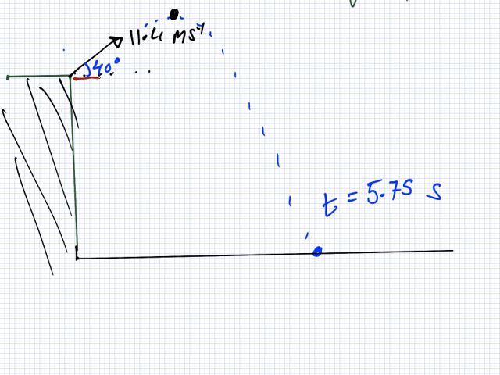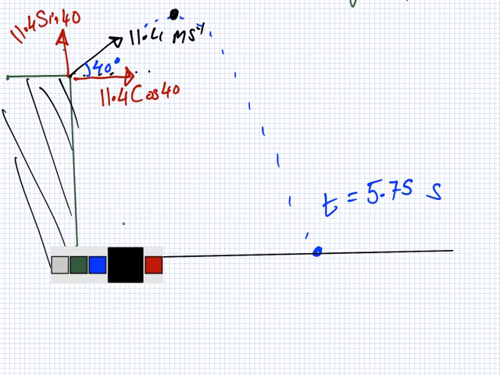And I'll even start this by showing you what to do at the beginning. You should resolve here. So this would be 11.4, 11.4 sine 40. Alright, I've given you more than enough. Part A is the time to reach the maximum height. So calculate that, please.